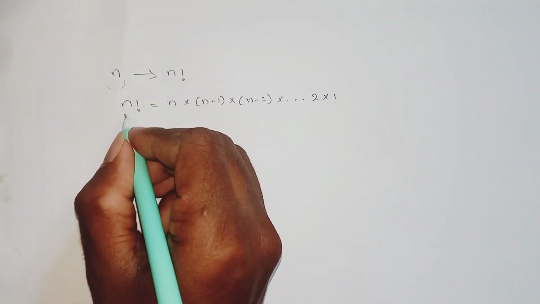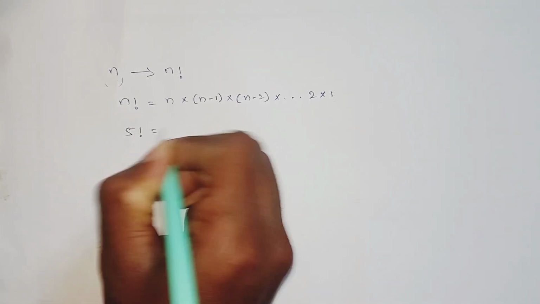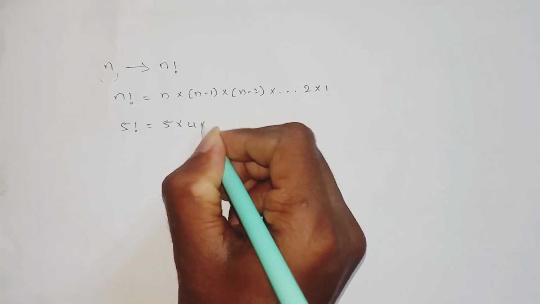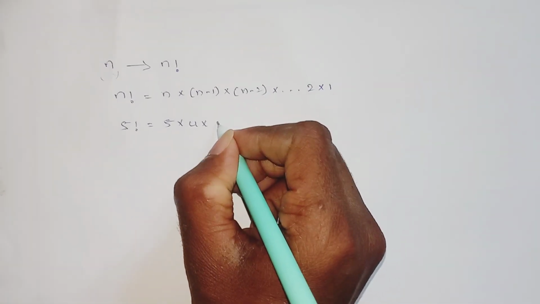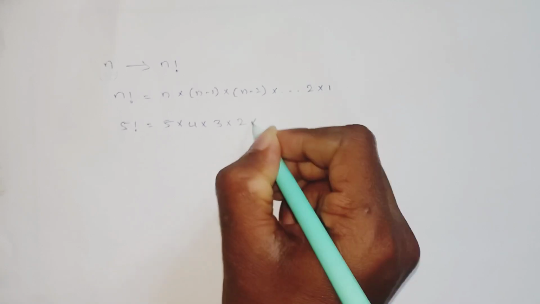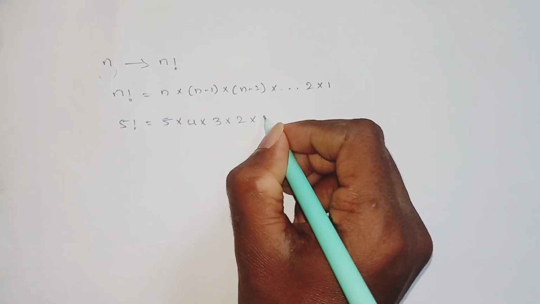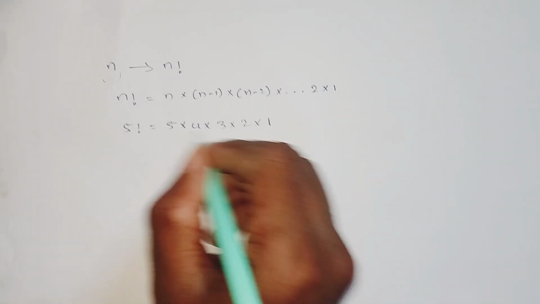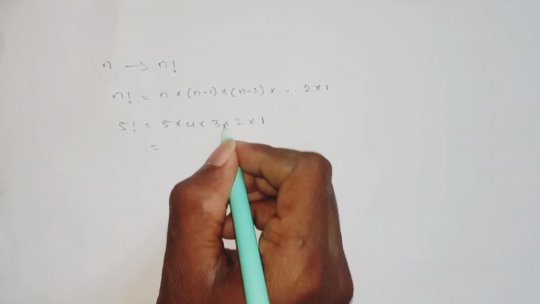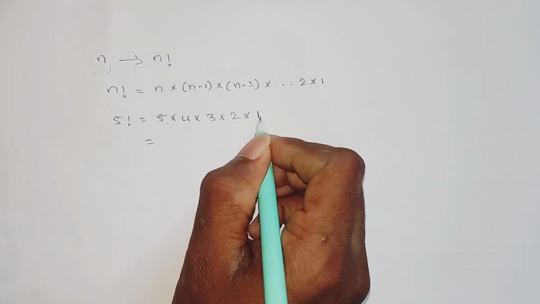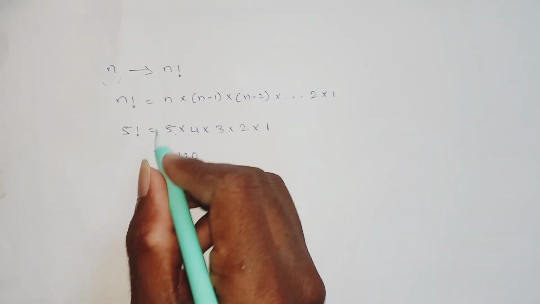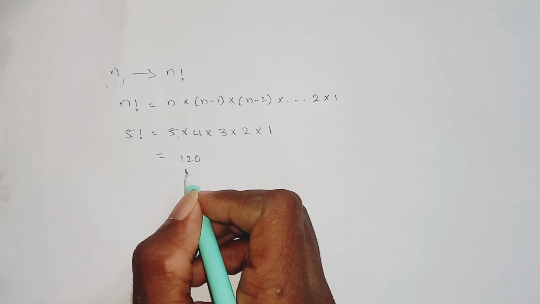Suppose you consider n as 5, then 5 factorial is 5 into n minus 1, that is 5 minus 1, 4, into n minus 2, that is 5 minus 2, 3, into n minus 3, that is 5 minus 3, 2, into n minus 4, that is 5 minus 4, 1. So as we get 1 here, we need to stop here. Therefore 5 into 4 is 20, 20 into 3 is 60, 60 into 2 is 120, 120 into 1 is 120. So 5 factorial is 120. This is how we need to find the factorial of a number.